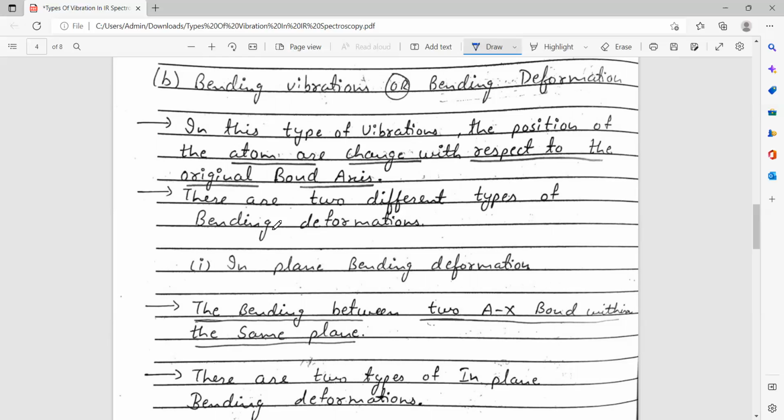So they are further classified into two categories, like in-plane bending vibrations and out-of-plane bending vibrations.